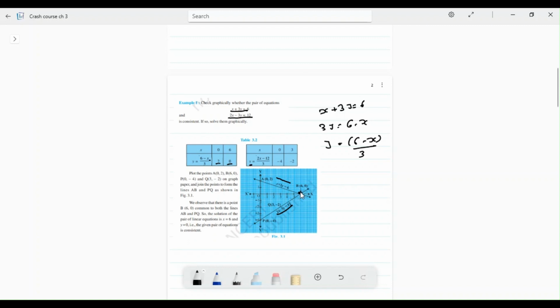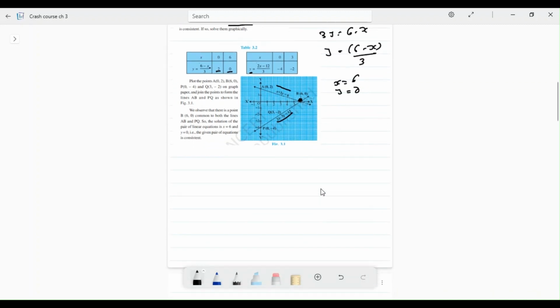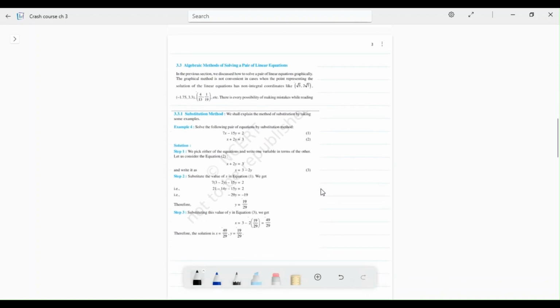So if we draw both the lines, they intersect at the point (6, 0). So the solution of this pair of equations is x equal to 6 and y equal to 0. Based on these two points we can draw a line, we extend the line, and the intersecting point is the solution. The second one is the algebraic method.